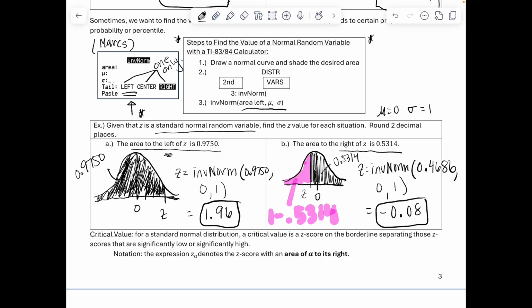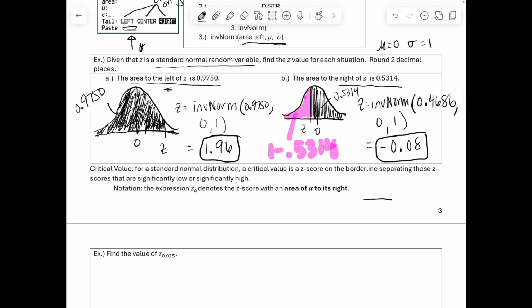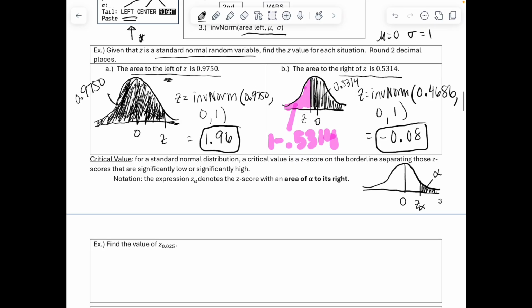Right below it, it says critical value. For a standard normal distribution, a critical value is a z-score on the borderline separating those z-scores that are significantly low or significantly high. Notation, the expression z sub alpha denotes a z-score with an area of alpha to its right. And again, since it does say standard normal, that means that in the middle, our mean is going to be 0. And that means that if you had a value of z sub alpha, shading it to the right is going to be an alpha size area.